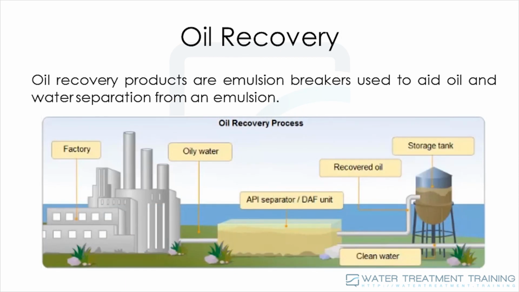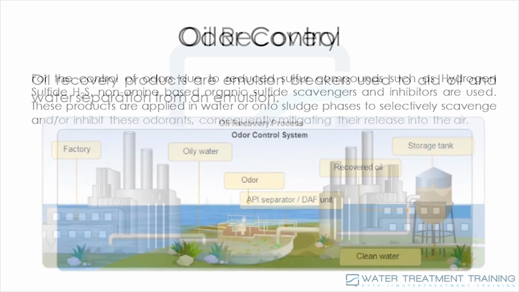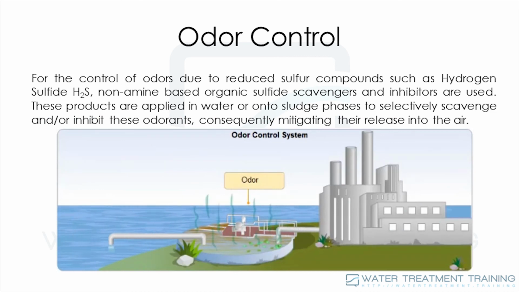Oil recovery can be done with coagulant polymers, and recovered oil can be dehydrated with emulsion breaker products. Odor control treatment can be done with non-amine-based organic sulfide scavengers and inhibitors, to inhibit the reduction of sulfur compounds such as hydrogen sulfide.